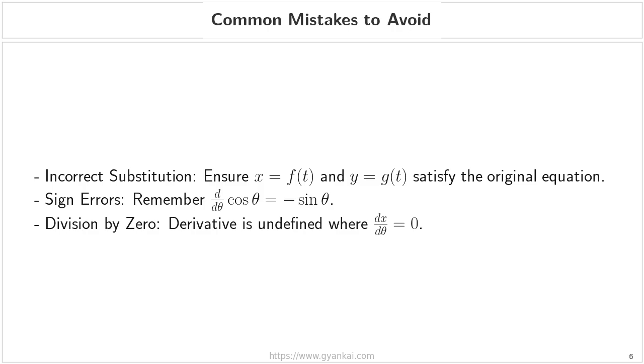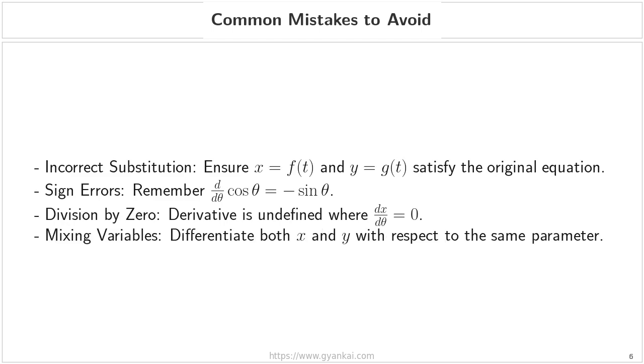Third, consider the possibility of division by 0. As we saw in our formula, the derivative of y with respect to x is the quotient of the derivative of y with respect to the parameter divided by the derivative of x with respect to the parameter. Therefore, if the derivative of x with respect to theta equals 0, the overall derivative is undefined. Geometrically, this often corresponds to points where the curve has a vertical tangent.